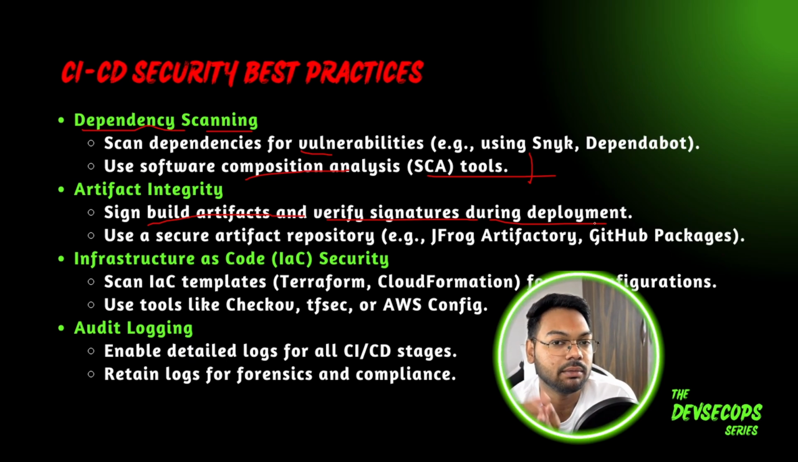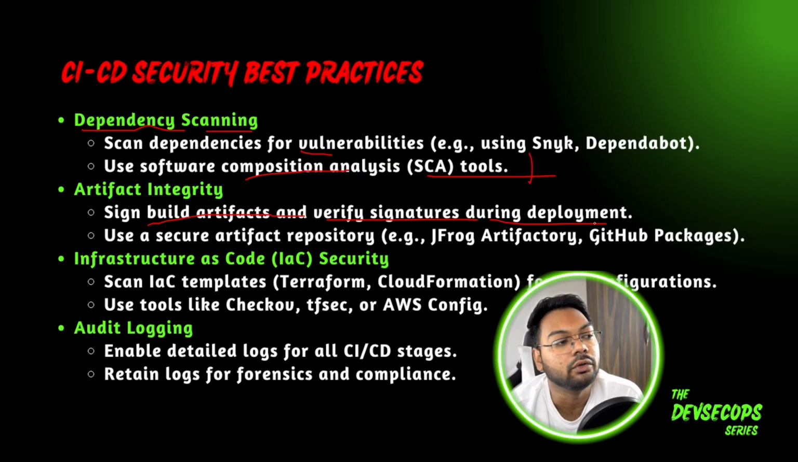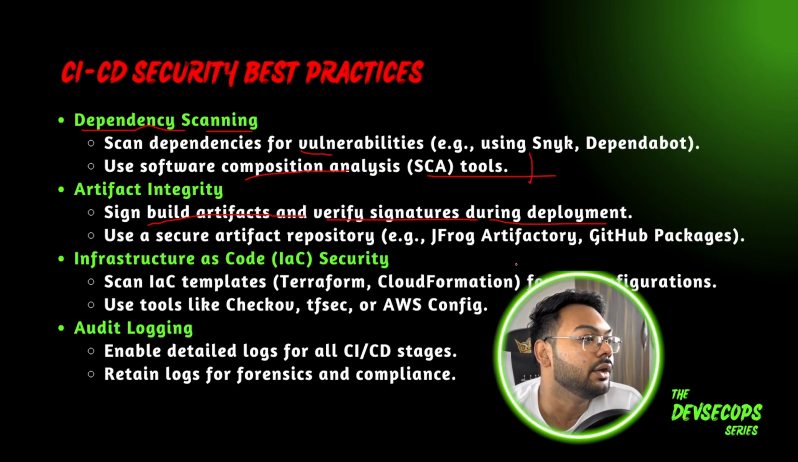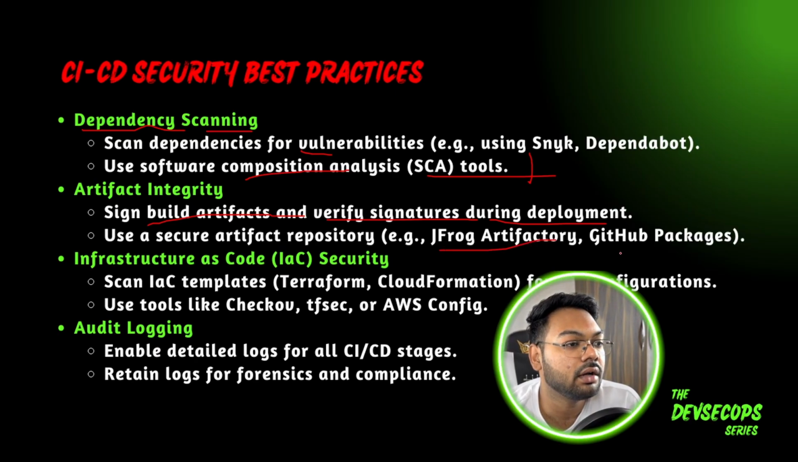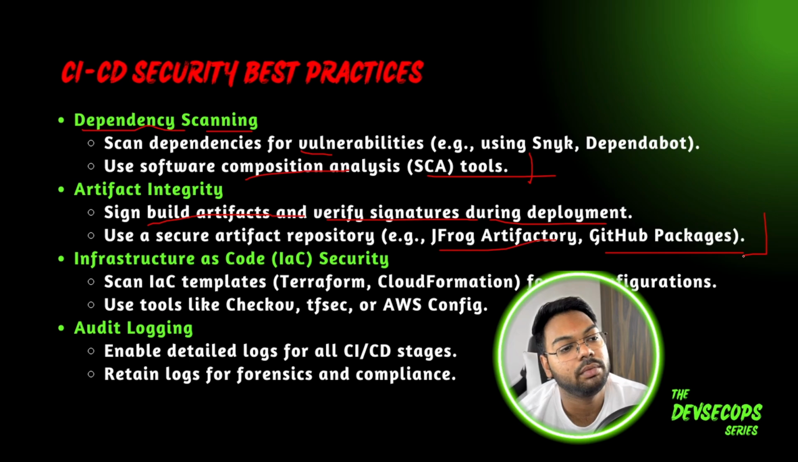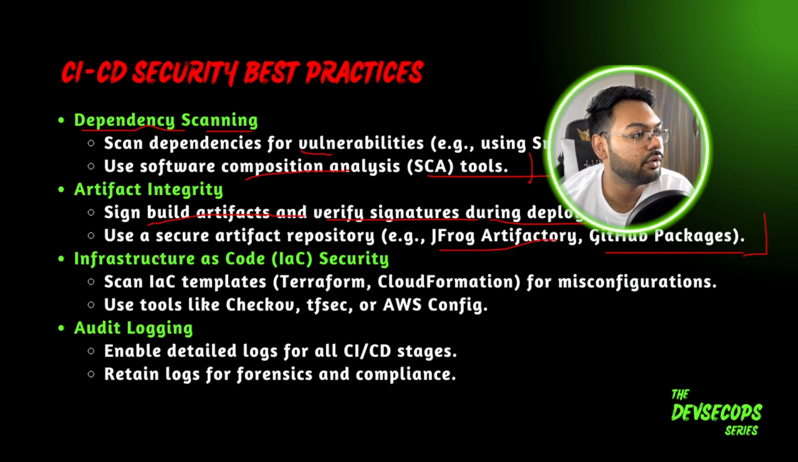Then artifact integrity: sign the build artifacts and verify signatures during deployment. If someone tampered with the artifact that was created after building your code, and you have a storage for artifacts somewhere, either S3 or Artifactory, you would not know what artifact is being deployed. So you need to verify the signatures during the deployment phase. Then use a secure artifact repository like JFrog Artifactory or GitHub Packages, so that the artifacts cannot be tampered with.